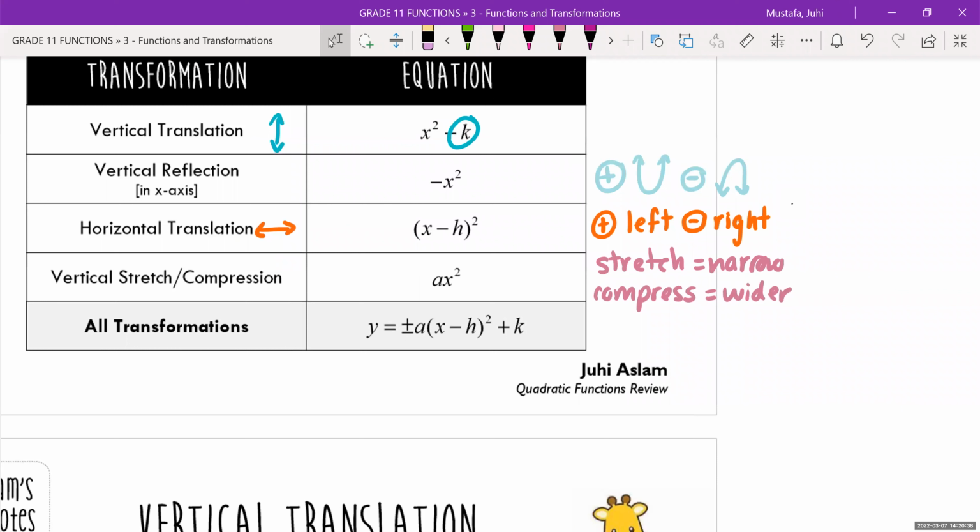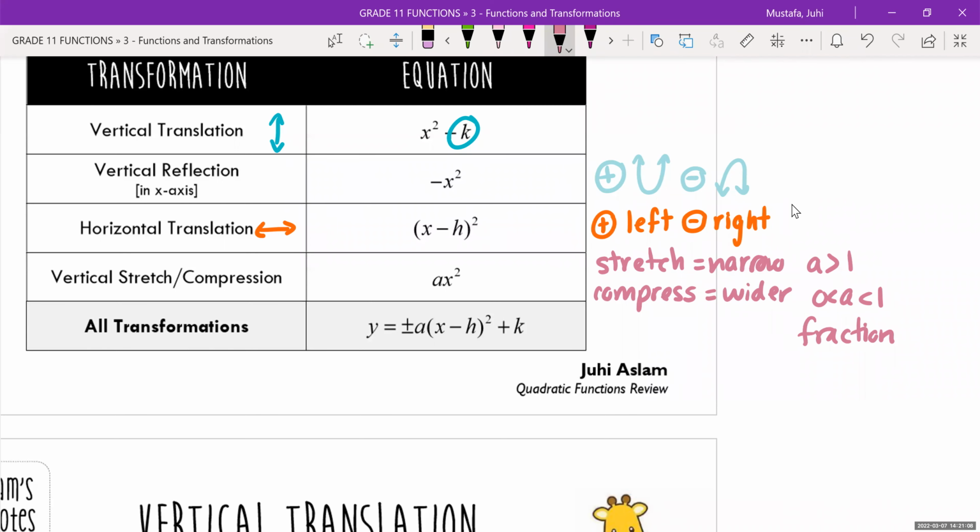Now, how do we figure out if it's wider or a stretch or a compression? You have to look at the number in front of the x squared. If the number is greater than 1, so 1, 2, 3, 4, 5, that is going to be a stretch. If the number is between 0 and 1, most often a fraction between 0 and 1, like a half, a third, a quarter, whatever, any other fraction, then that would be a compression.